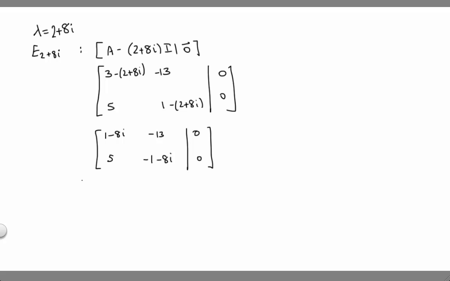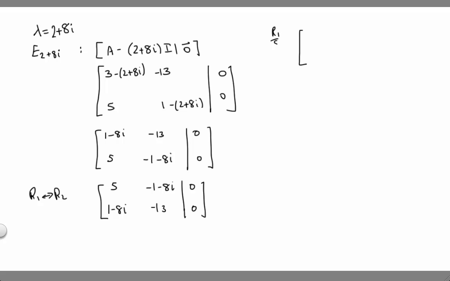So what we want to do is get this into our REF so that we can solve the system, and this is going to be much easier if we swap rows, because if we swap rows, then we've got a real number in the upper left. That's definitely going to make life easier. Okay, and then from there we can divide by 5. So row 1 times 1 over 5 is going to give us 1, minus 1 minus 8i over 5, with the 0, and the bottom row won't be changing at this point, so just our 1 minus 8i and our minus 13.